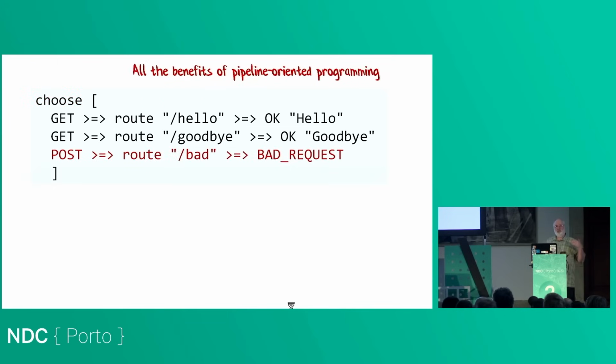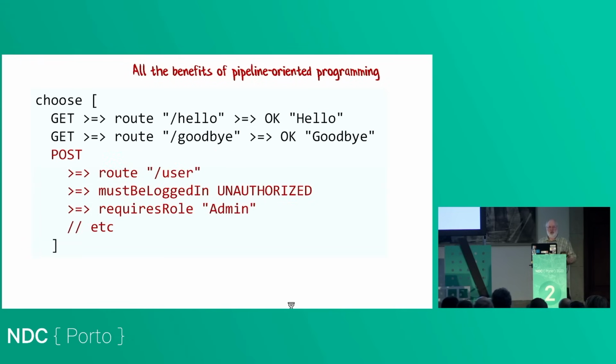Of course, because this is a pipeline, you get all the benefits of pipelines. So I can add a new thing to my choice. I have a post. If it's a post and the route is bad, it's a bad request, and so on. And I can do things like checking whether you're logged in. If you are logged in, are you in the right role? All these things, I can just have these single responsibility components that I stick in my pipeline to build my entire web app.